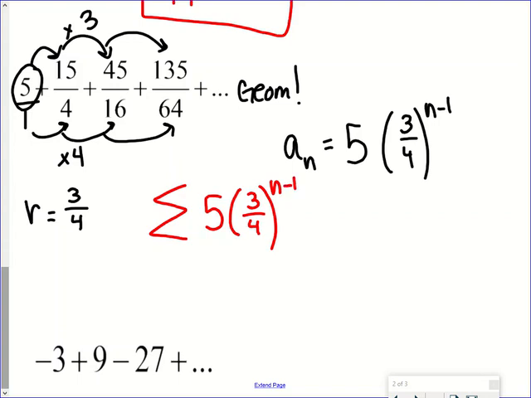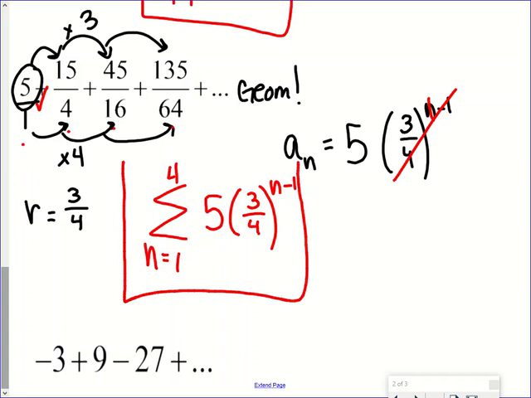Then we just have to check our n's, our starts and finishes. So n equals, let's check. If we do n equals 1, our goal is that it is 5 because that's our first number. So if you put a 1, 1 minus 1 is 0, all that will go away to be a 1, so it's 5, so we're good. So n equals 1, and then count your terms. 1, 2, 3, 4. So the top is a 4. Finished.